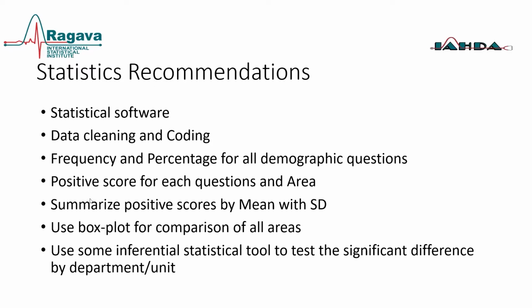Okay. The next one is positive score for each question. Now we need to calculate positive score for each question, especially for culture questions, excluding the demographic. How to calculate positive score? For example, as per the AHRQ tool, we have 10 different areas. The first one is teamwork. Under teamwork, this is question number 1, this is question number 2. And what are the options?